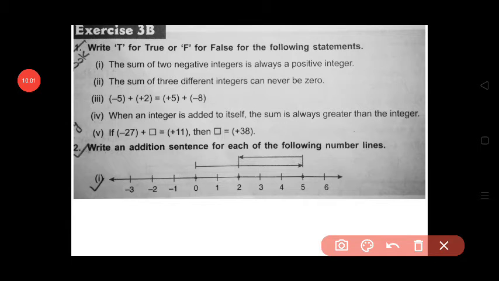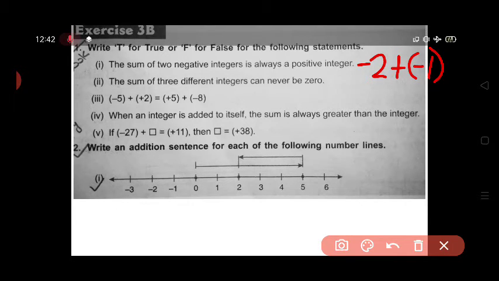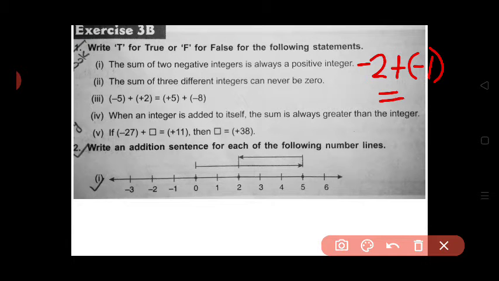Now let's solve exercise 3B. First is true or false. First question: the sum of two negative integers is always a positive integer. That may be false. Let's see. Suppose I have a number like -2 plus -1. If we add these numbers, what will we get? -3. So the statement that adding two negative integers gives a positive integer is false, because here we get -3 and this is a negative integer.